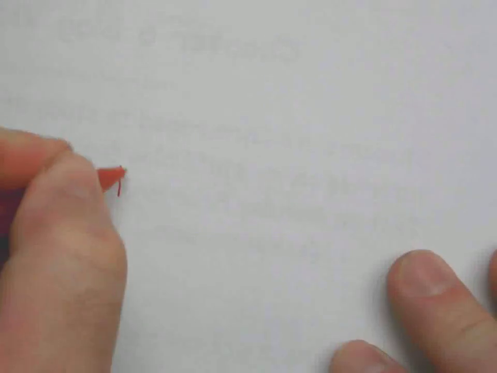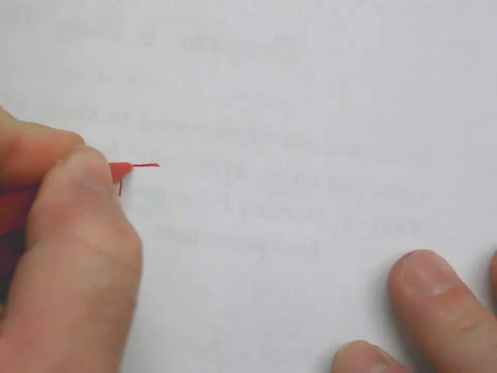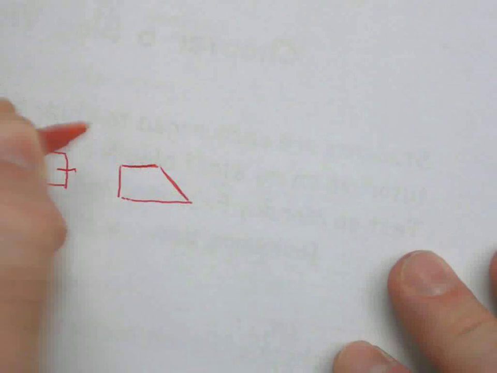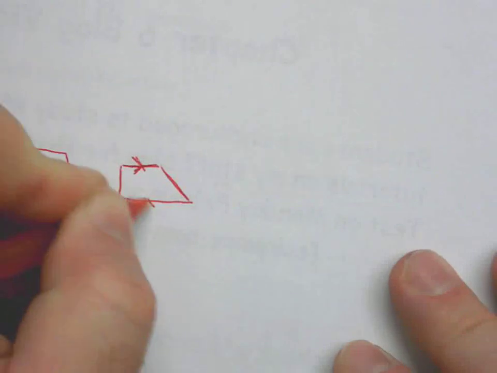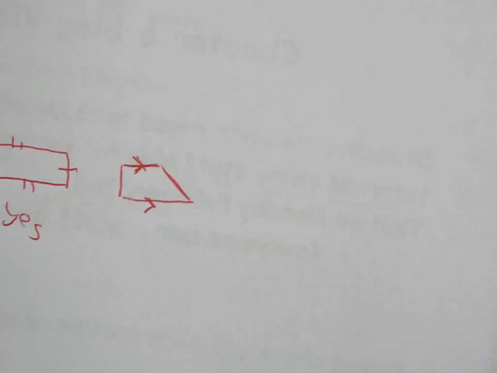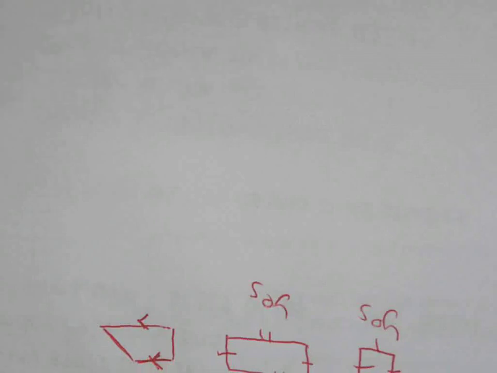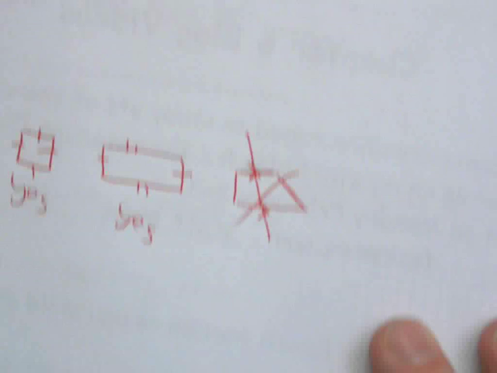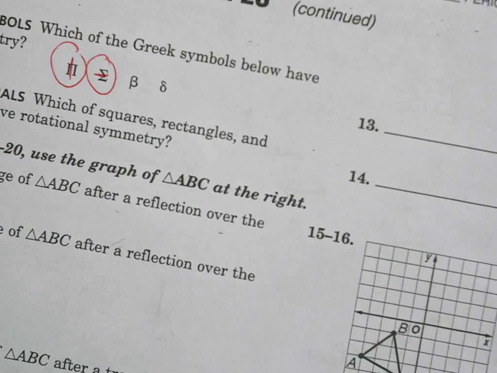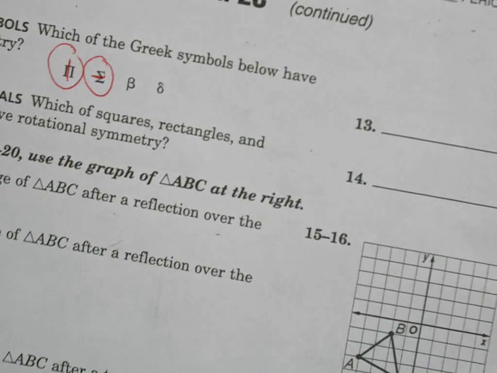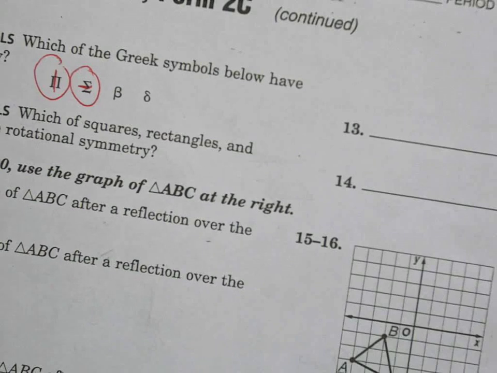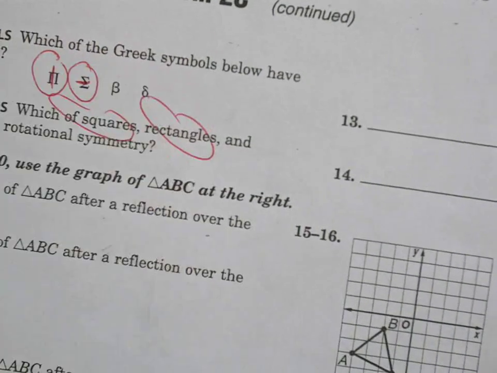Now a trapezoid, one version of a trapezoid. That's a weird looking trapezoid. No matter the way I turn this, I'm not going to get the same exact picture. And even if I make a different trapezoid, trapezoids do not. So, for question number 14, a square does, a rectangle does, trapezoid doesn't.